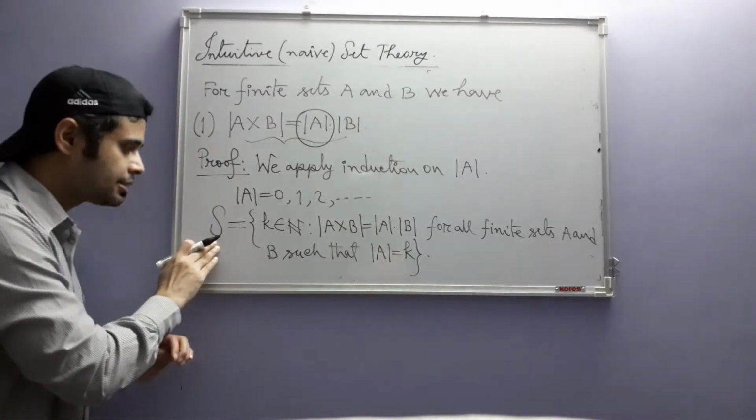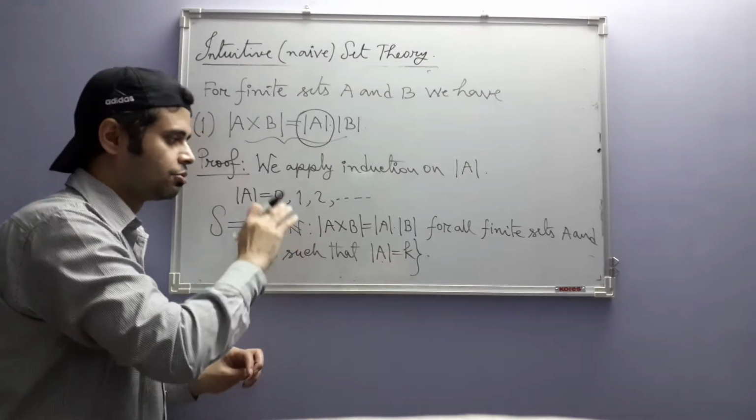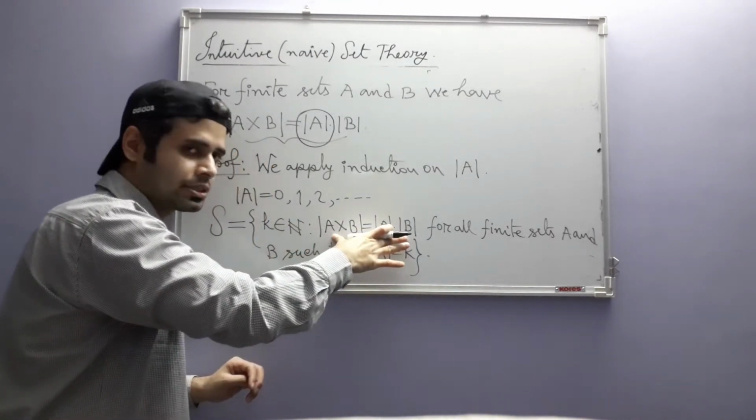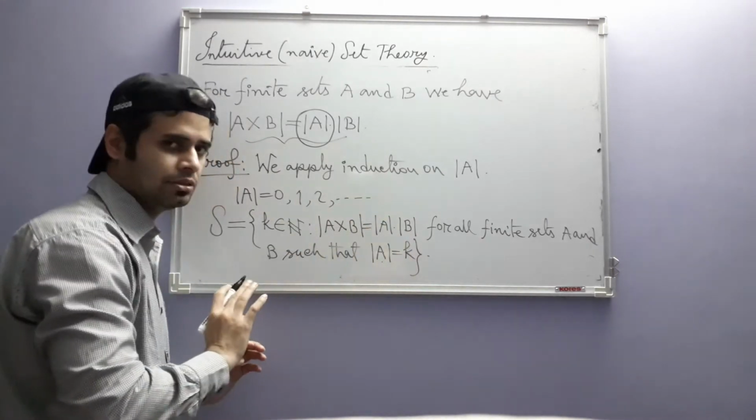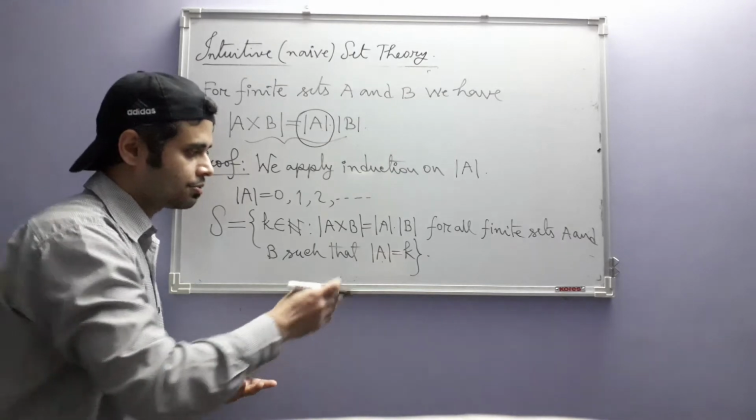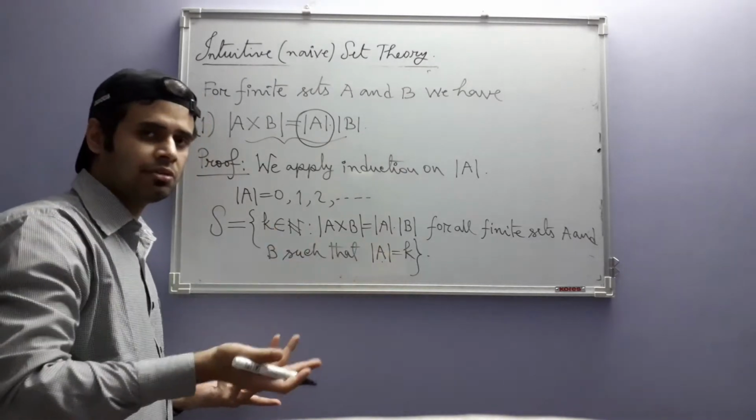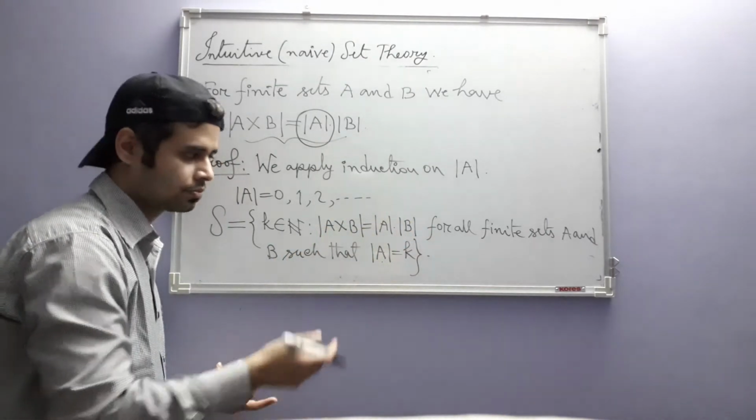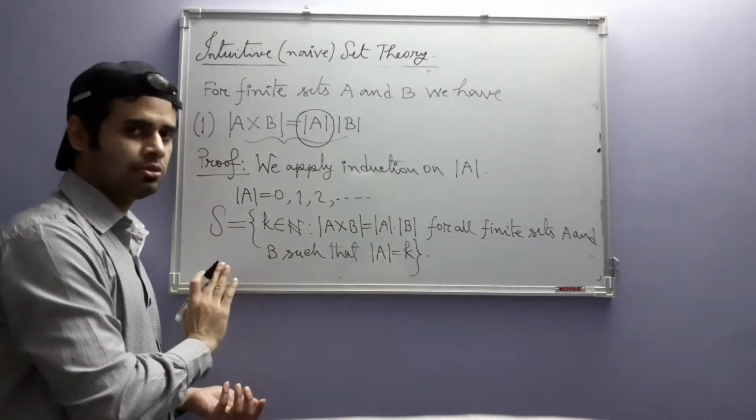Okay, so S is the set of those natural numbers k for which this statement is true, where A has k elements. It may be the case that, for example, there is some A with, say, 3 elements for which this is not true with some other B. Then 3 will not belong to S.